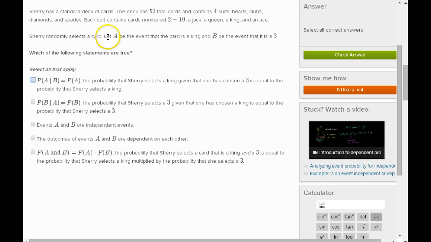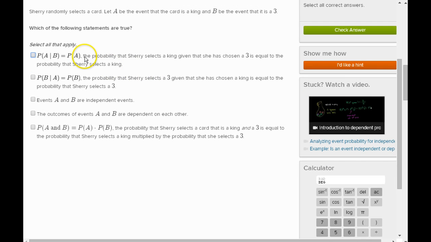Okay, but she selected a single card. Now, is the probability A given B equal to the probability of A? The probability that Sherry selects a king, given that she has chosen a 3, is equal to the probability that she selects a king. No. If she's chosen a 3, then the probability that it's a king goes to 0. Right? If she's already chosen a 3, the probability that it is a king goes to 0. So they're not going to be equal.